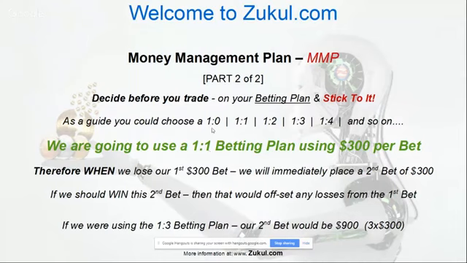You can do a 1 for none, which is basically you place a bet, and if you win, great. If you don't, you just wait for the next signal. Or you could do a 1 for 2, where you place a bet, and if you lose it, you place a second bet straight away, but it would be 2 times the amount of your initial bet. And then obviously you've got 1 for 3, 1 for 4, and so on.